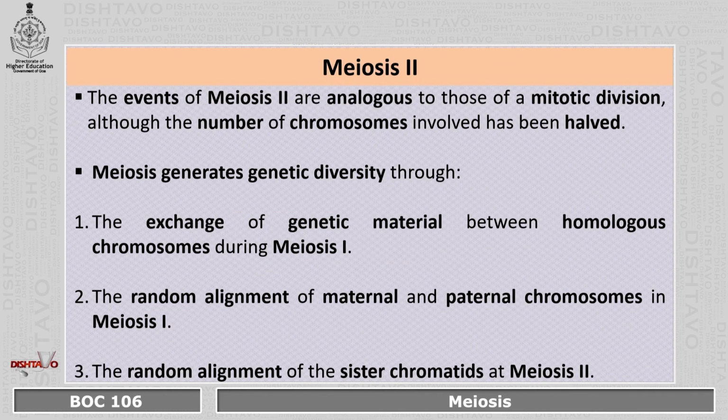The events of meiosis 2 are analogous to those of mitotic division, although the number of chromosomes involved has been halved. Meiosis generates genetic diversity through the exchange of genetic material between homologous chromosomes during meiosis 1, the random alignment of the maternal and paternal chromosomes in meiosis 1, and the random alignment of the sister chromatids at meiosis 2.